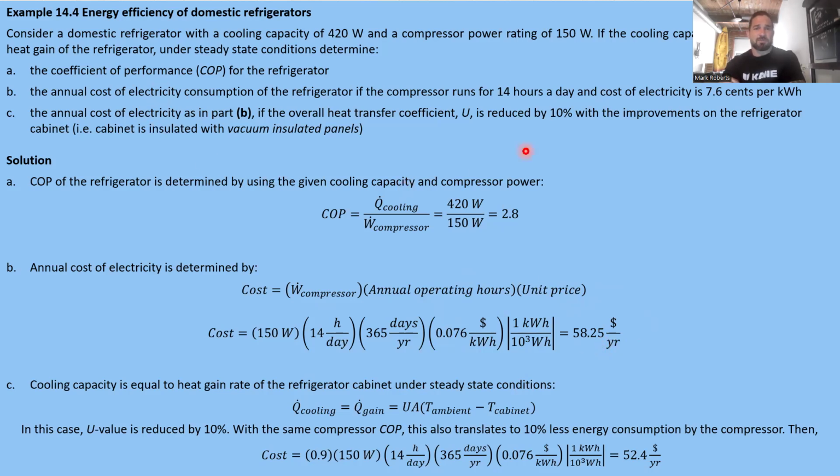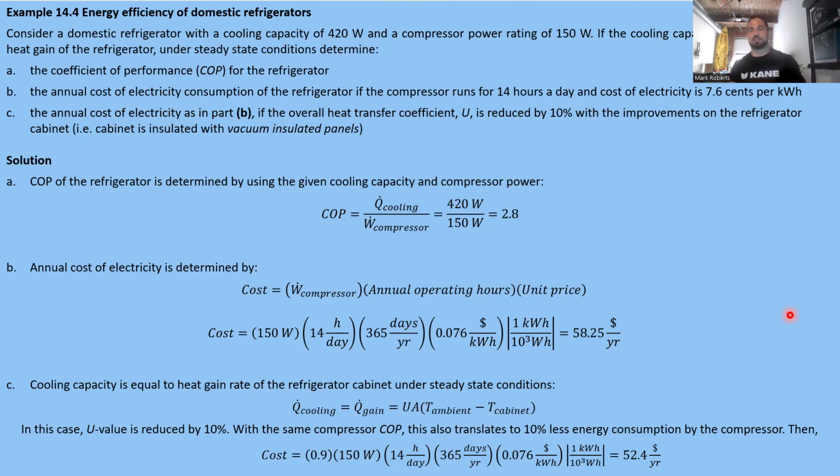Now the next question is a little bit tougher. What this is saying is the overall heat transfer coefficient is reduced by 10%. We can look at this two ways. What that means is we can do the same amount of cooling for 10% less work.